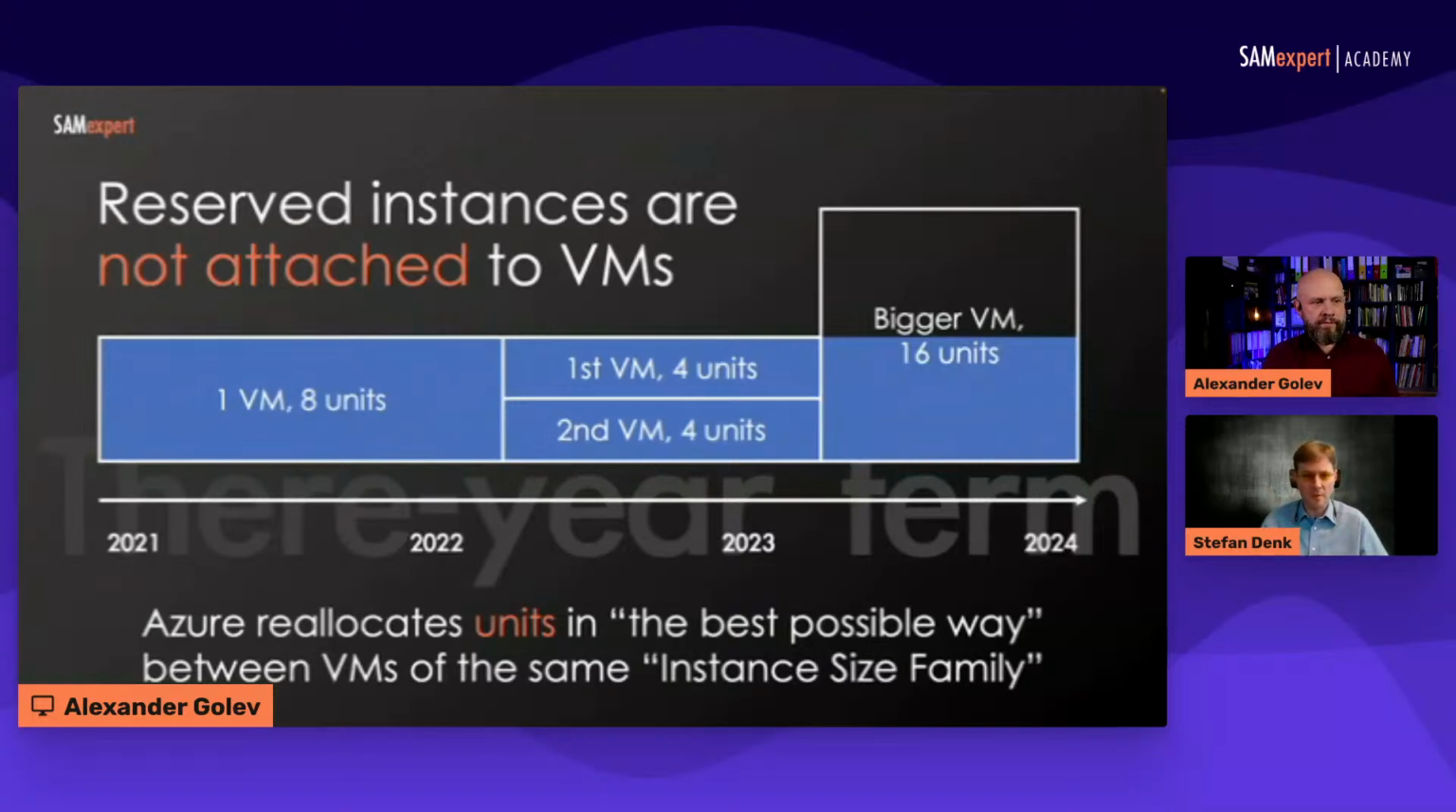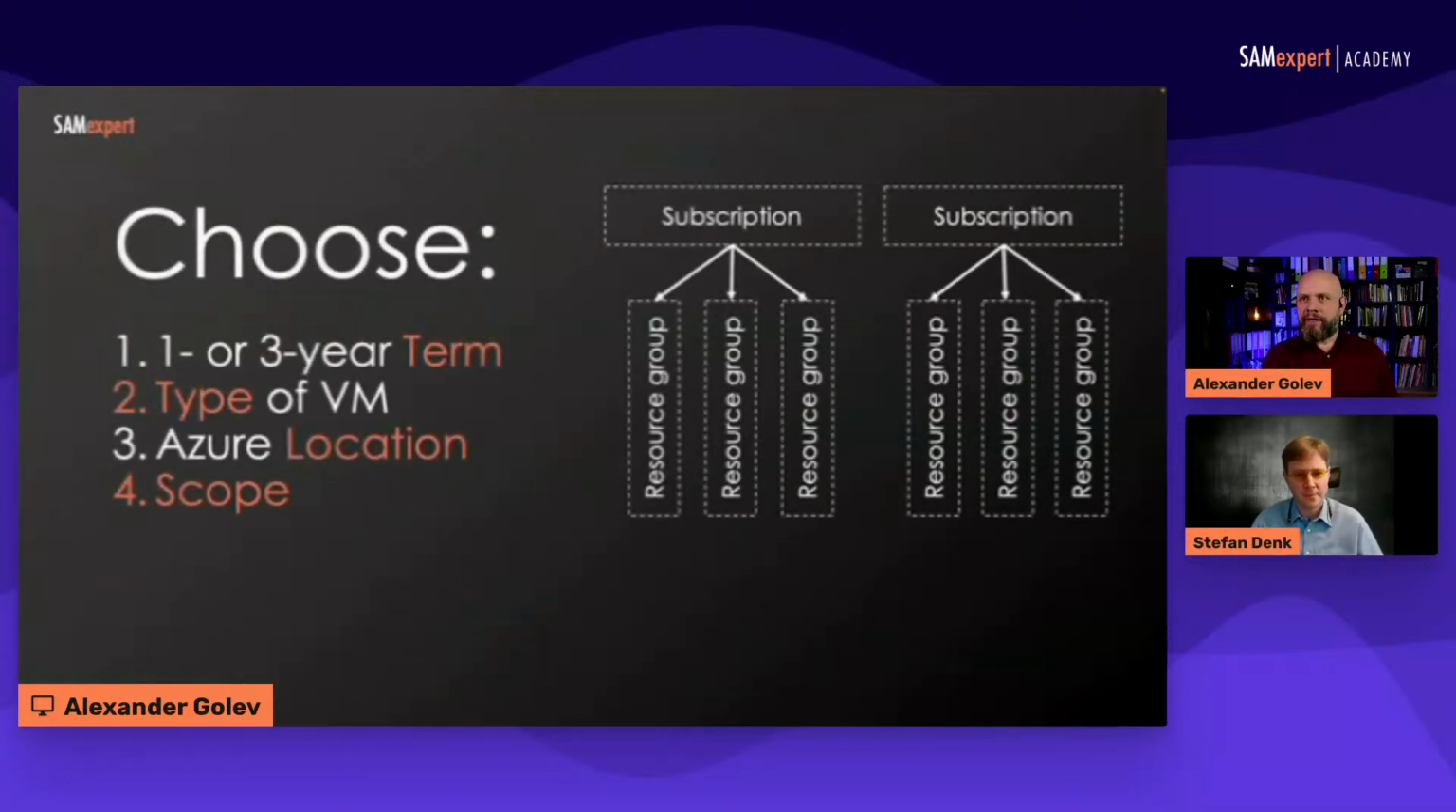And if you have a commitment for 16 CPUs, or in this case for 8 CPUs, it doesn't matter if you run one VM consuming it, 2 VMs consuming it, or you have one bigger VM. The 8 CPUs you reserved will be discounted by Microsoft, and everything coming on top, you will be paying the pay-as-you-go rates for. So brilliant. Again, use it.